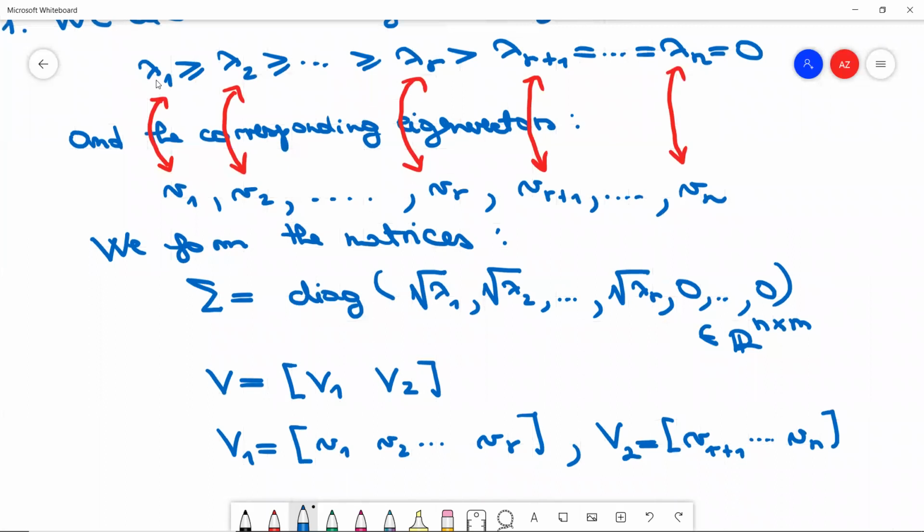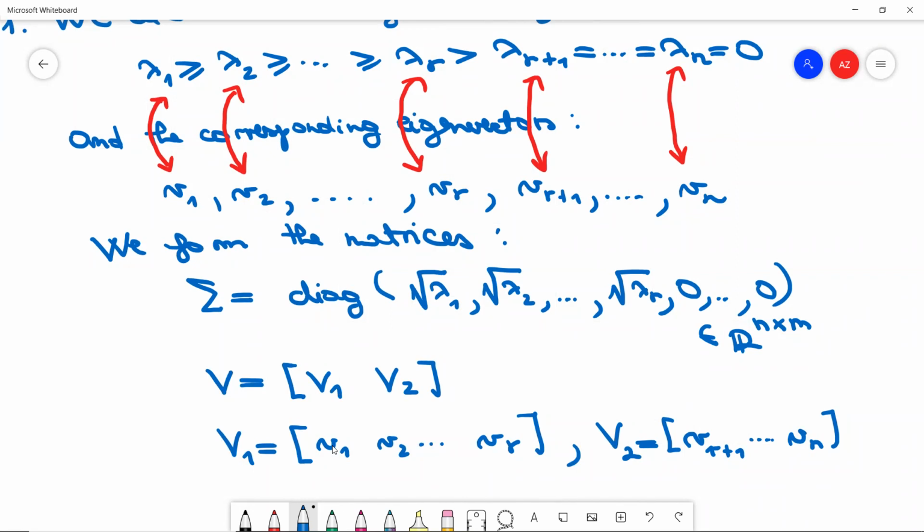Okay, so we have lambdas, we have V's, and now we have sigma. We build sigma out of them, and we form V out of them. We decomposed V into these V1 and V2 blocks. It will be clear soon why we do this. And it only remains to calculate U.